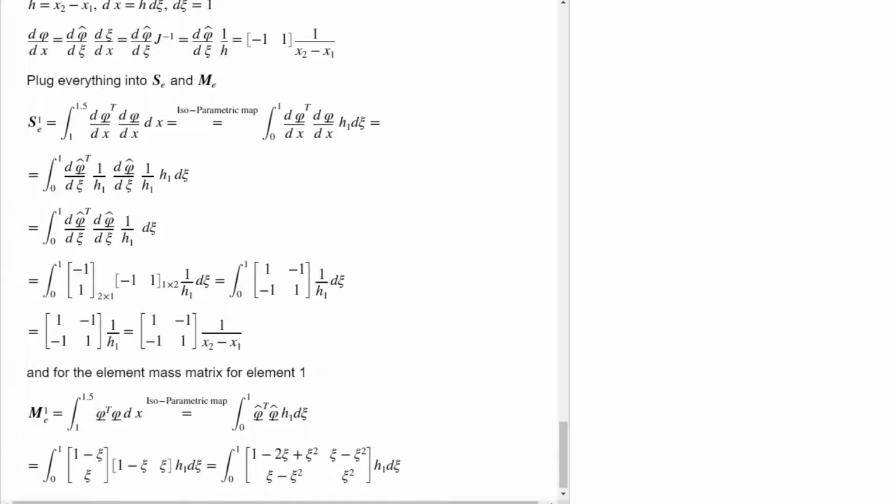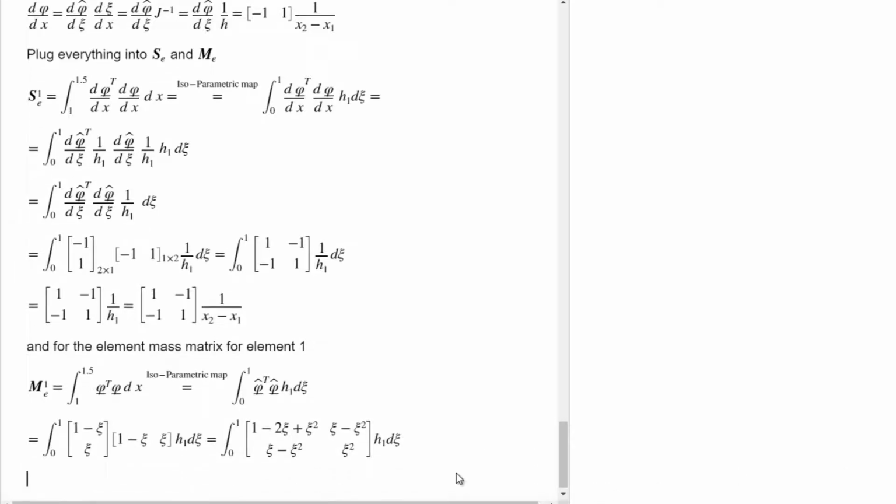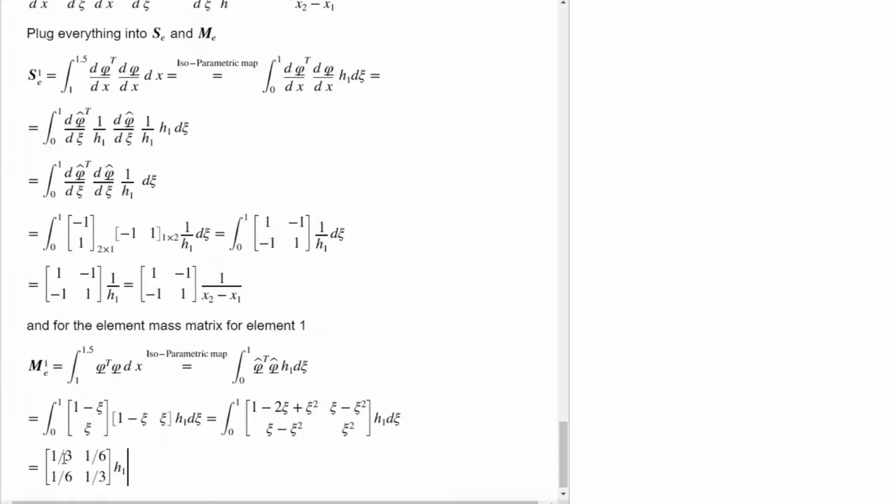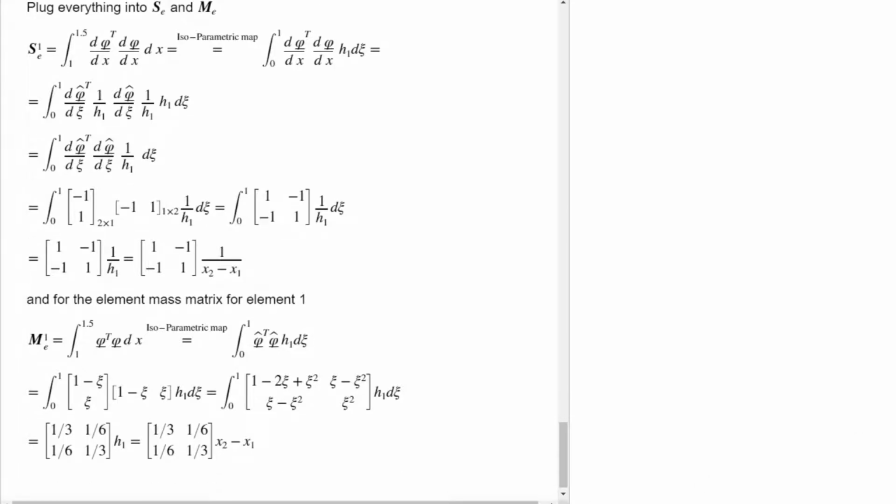Alright, if you do this integration, and it's pretty straightforward, you will end up with this matrix, 1/3, 1/6, 1/6, 1/3 times h1, and this of course gets expanded to this here, x2 minus x1. Alright, so that's the job you need to do in order to apply the iso-parametric mapping by hand. And as you've seen, it's not that much work really, especially since we get into this now.